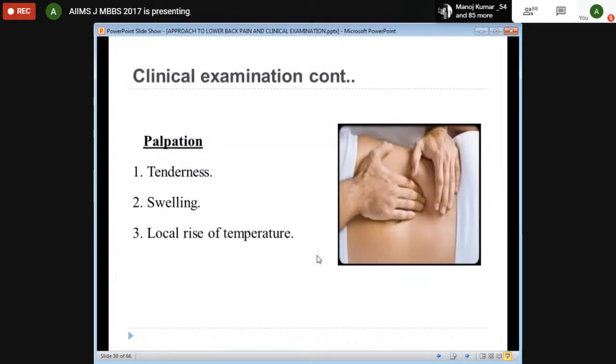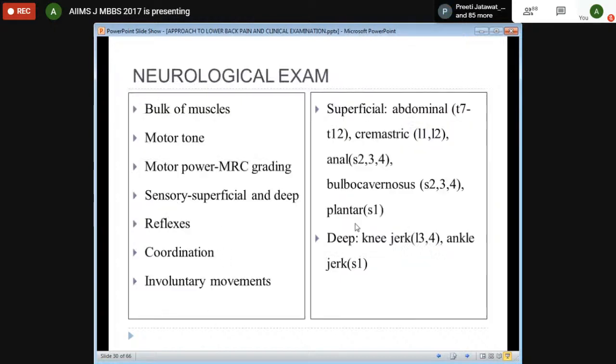Next is palpation. On palpation, we'll look for tenderness, swelling, rise of temperature. Different muscles might be tender, and the midline can be tender. Those will have different pathologies. Swelling, as noted in Pott's abscess and different conditions. Local rise of temperature: there's a condition called CRPS, complex regional pain syndrome. In that, there can be a difference of temperature noted at the site where the pain is there. So this is again an indicator.